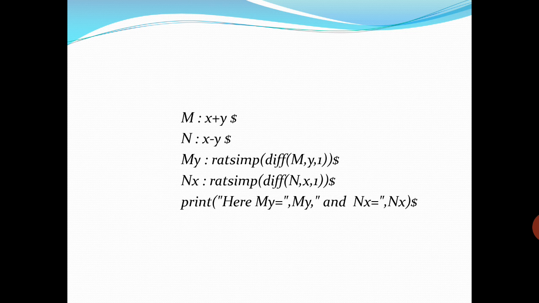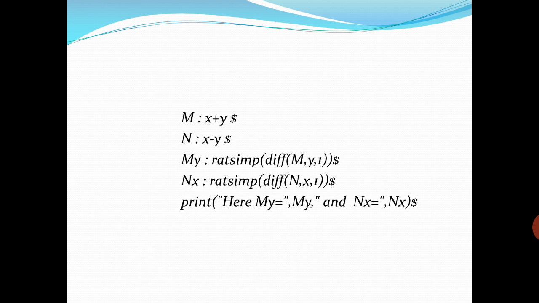Next. In the last slide, I told M dx plus N dy is the differential equation. So, we obtain the differential equation like that. So, in that one, M is x plus y, put the dollar symbol lastly. N is x minus y, put the dollar symbol lastly.